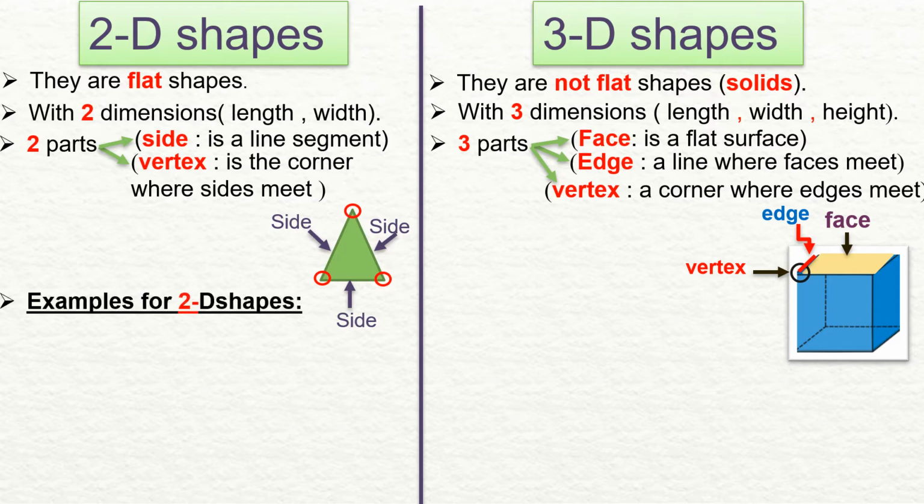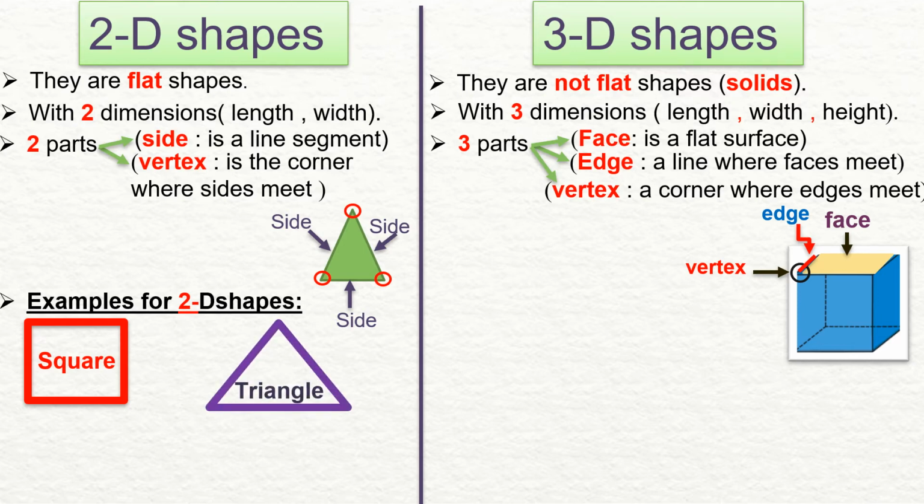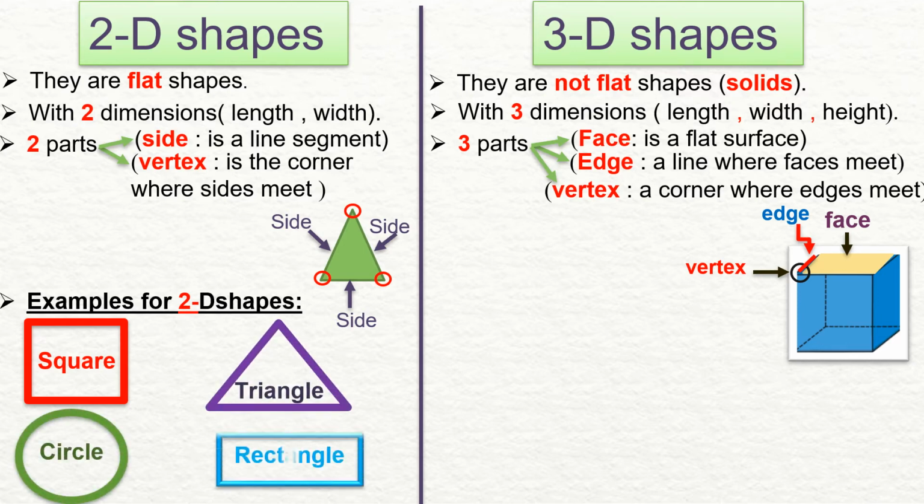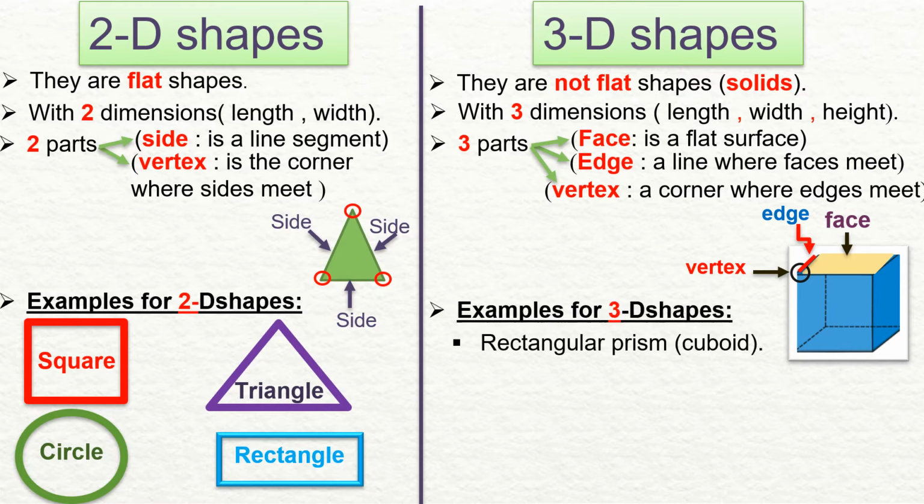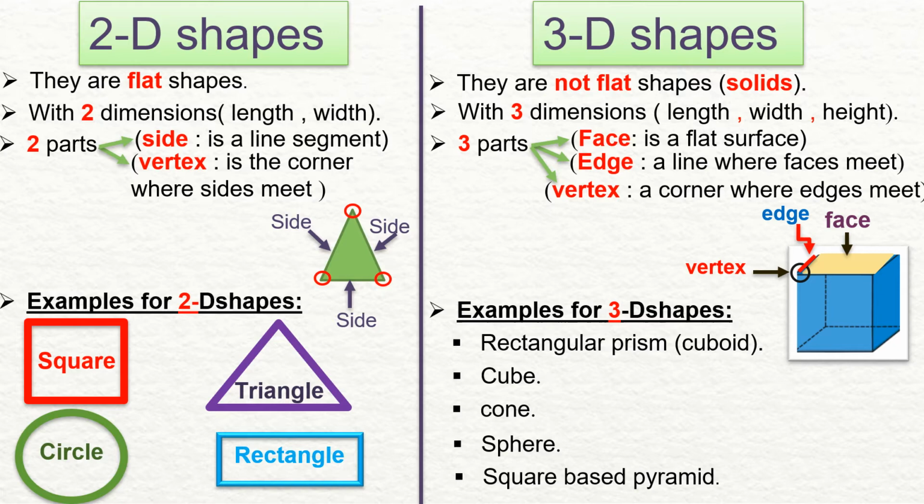Now let's have some examples for 2D shapes. We have square, triangle, circle, and rectangle. And also here we have some examples for 3D shapes. Rectangular prism, its name also is cuboid. And cube, cone, sphere, square-based pyramid.